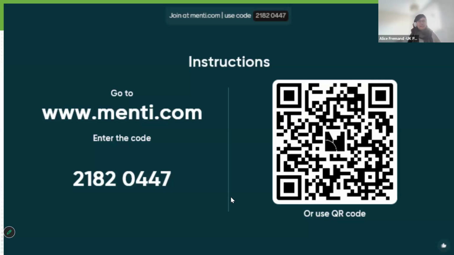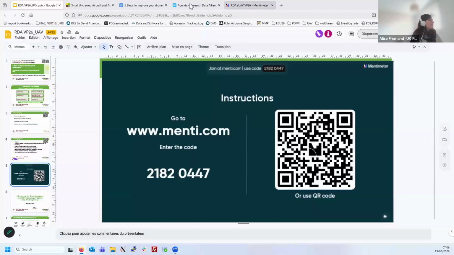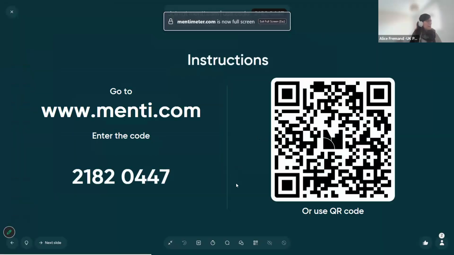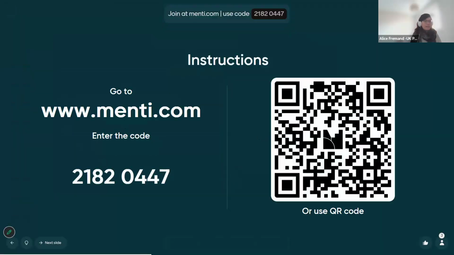But before we start, maybe we can just have a little survey. So maybe you can join us on Menti. Here are the slides. You can go to Menti and enter the code that is written on the screen, or you can use a QR code. This was mainly to know what your level is and what you know about drones.